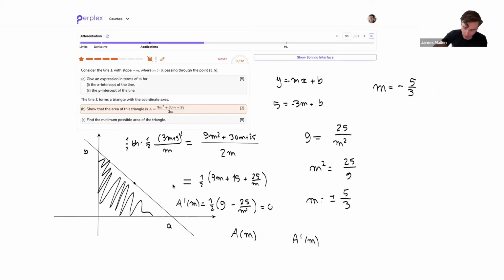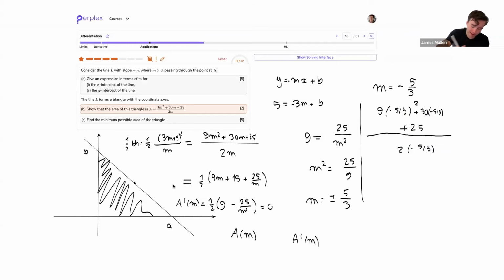And I plug that back into my expression for the area. I do 9 times (5 over 3) squared plus 30 times 5 over 3 plus 25, and all of that over 2 times 5 over 3. If I simplify that, it's a bit of a mess, but I'm going to have 9 times 25 over 9, and then 30 times 5 over 3. The 30 divided by 3 makes 10, so then it's going to be minus 50 plus 25 all over, why is that giving me 0?